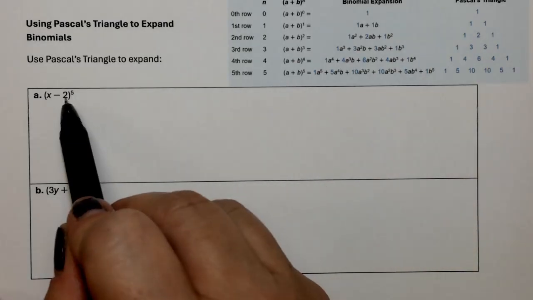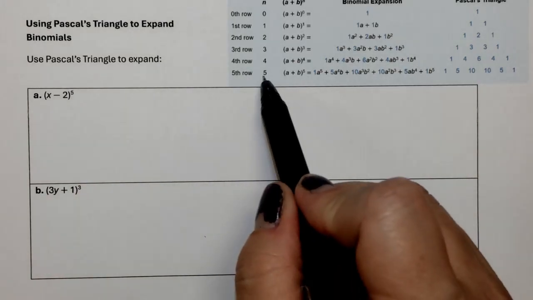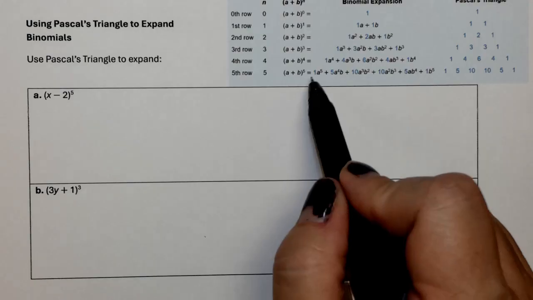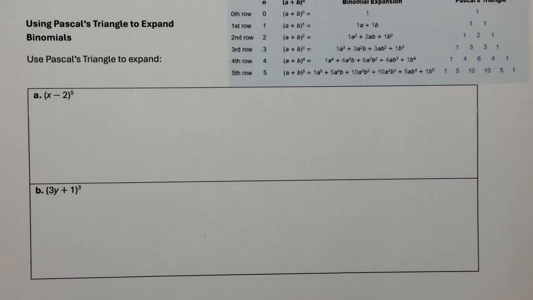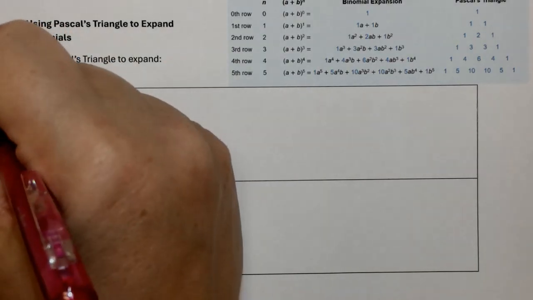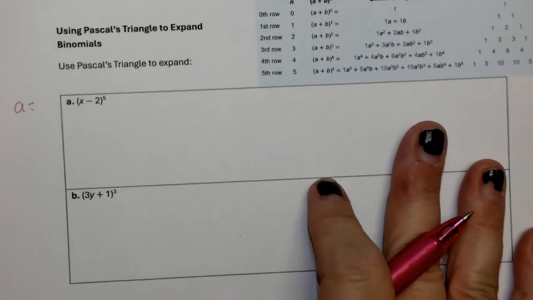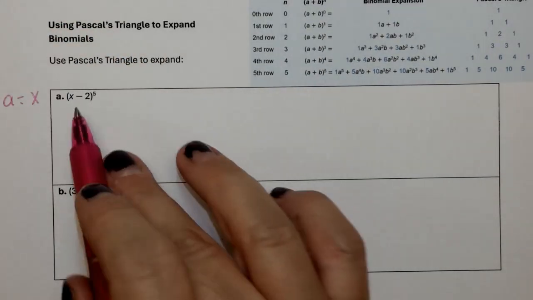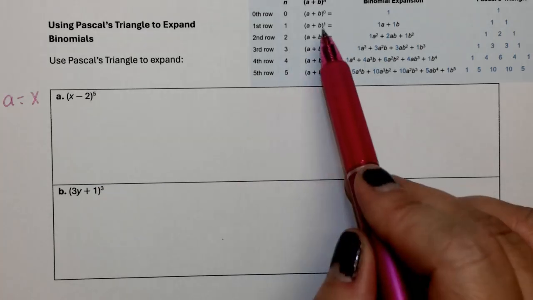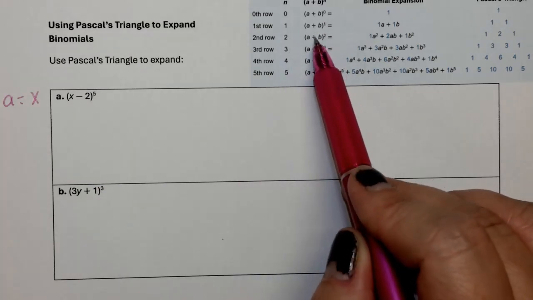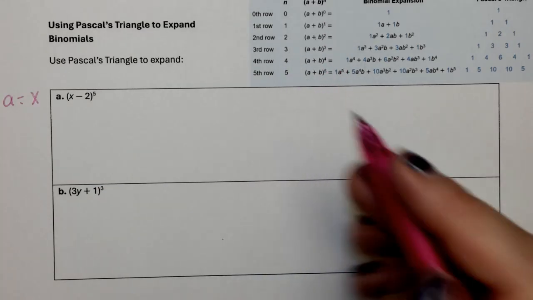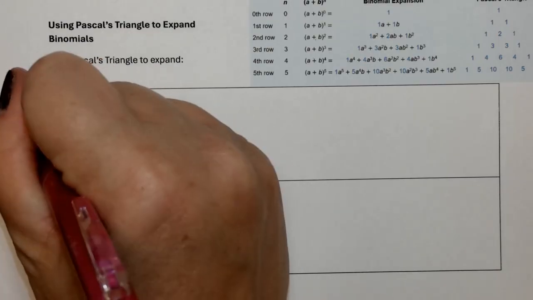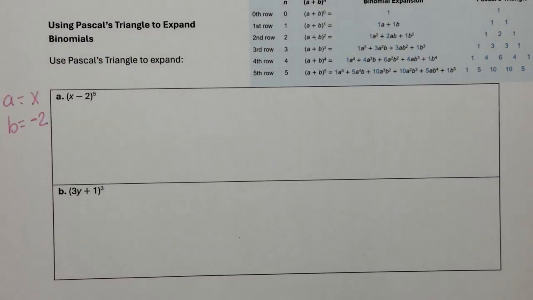All right, so let's start off strong. We're going 5th row, so x minus 2 to the 5th power. All right, let's identify our a and our b values. So our a is x, and in this situation, the negative does matter. Because notice these are all plus signs. So in this situation, it does matter to make our b -2 instead of just 2.